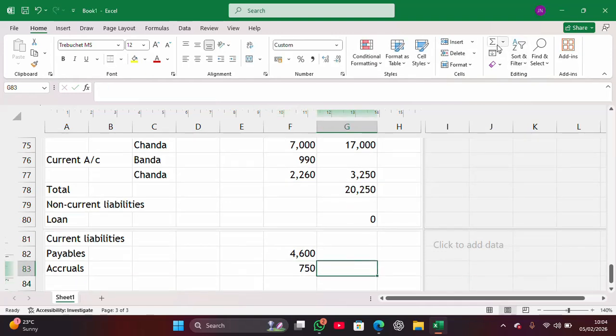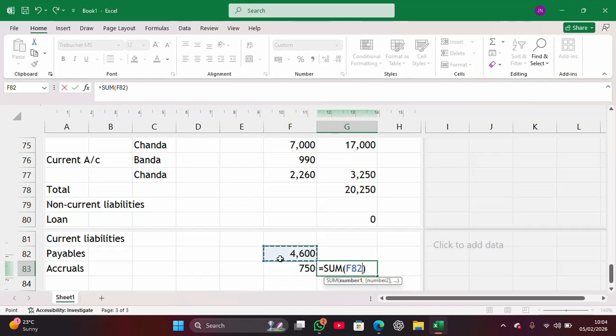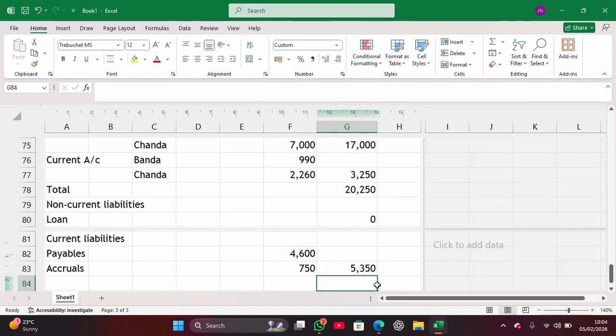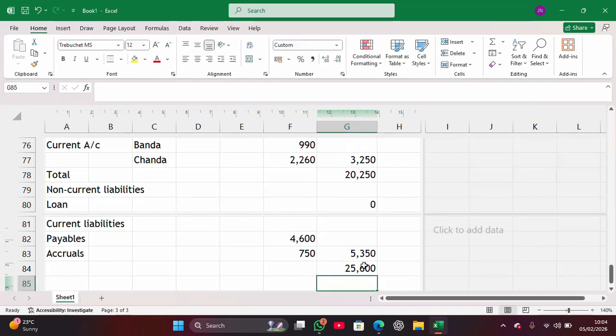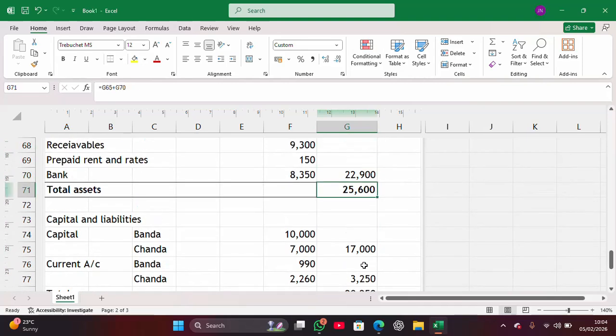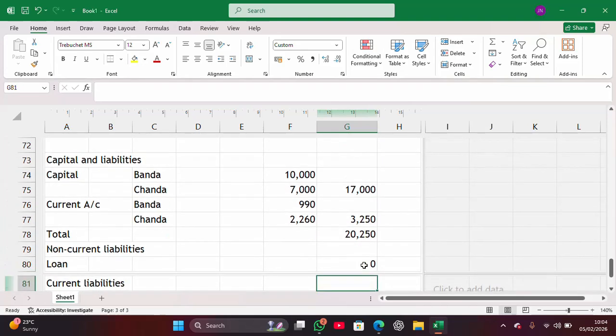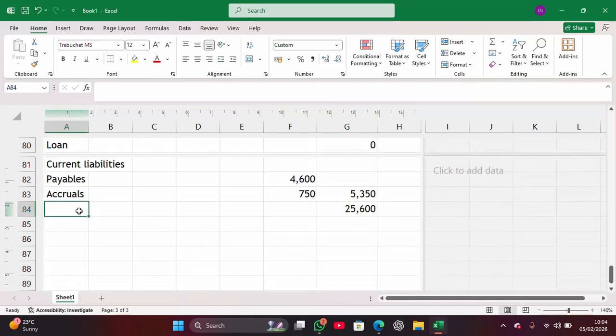There we go. That's a number there. So when we add the two, this plus that, how much are we getting? 25,600. Is this what we have there on top? Yes, it is. So if you follow the double entry, we expect you to balance. So it's called capital plus what? And liabilities. Any questions?